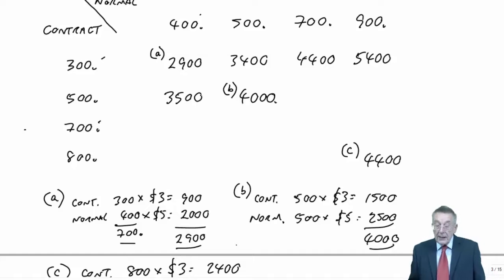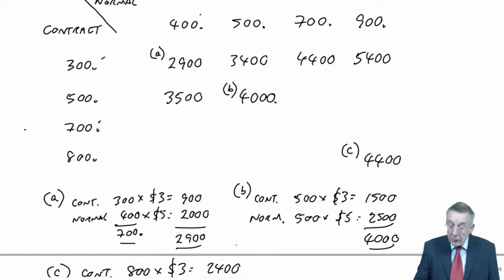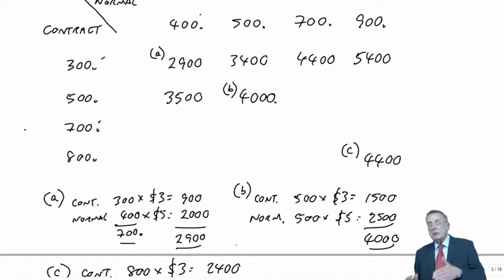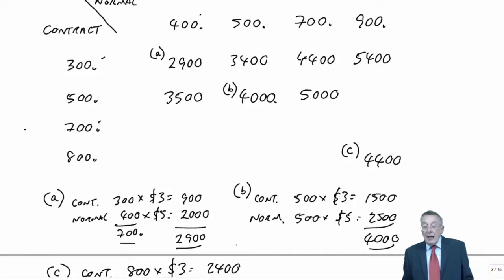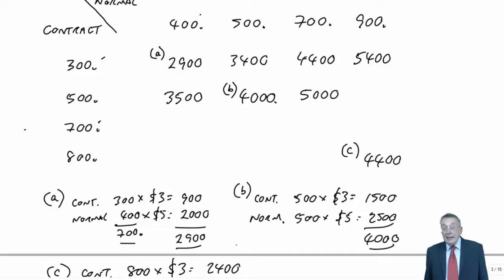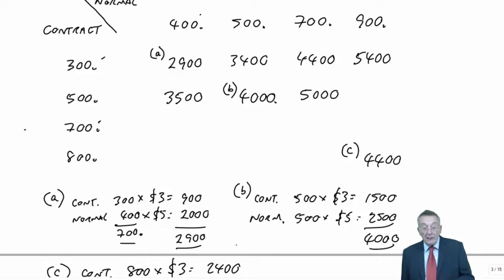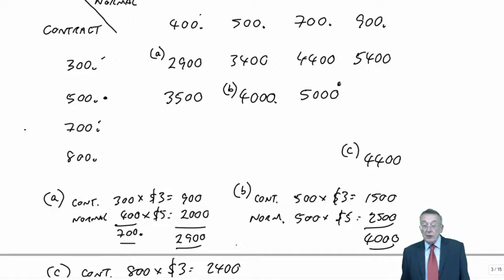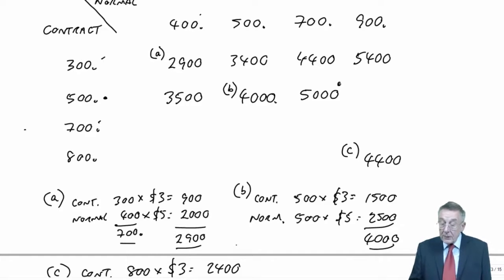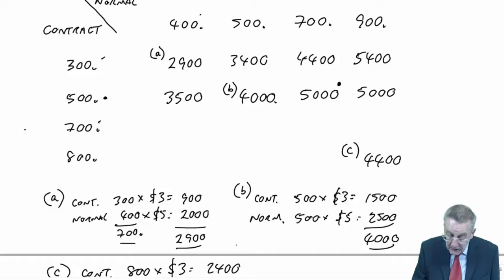We've already calculated earlier that if normal wants 500, it's 4,000. If normal wants 700, that's an extra 200 to normal, an extra 1,000, it's 5,000. But if they want 900, we can't supply. Remember, the maximum we can produce is 1,200. So if there's 500 to the contract, fine, we can sell the other 700 to normal. If they want 900, we can still only sell them 900, so it's 5,000.